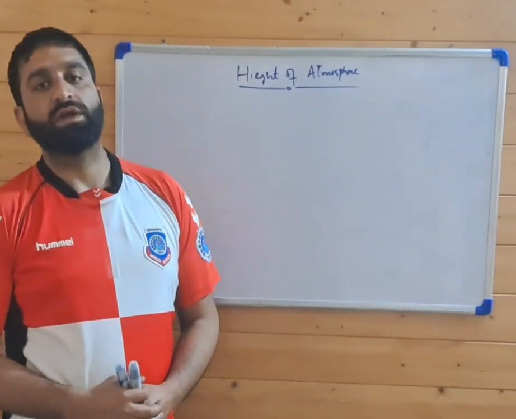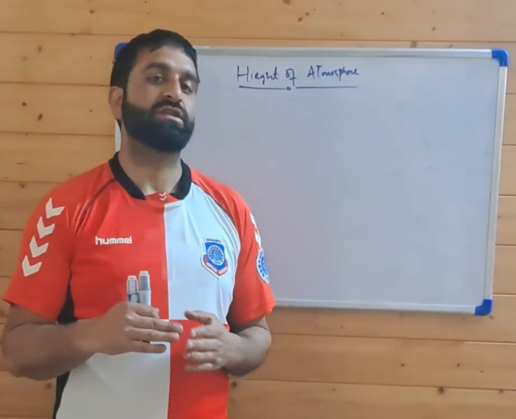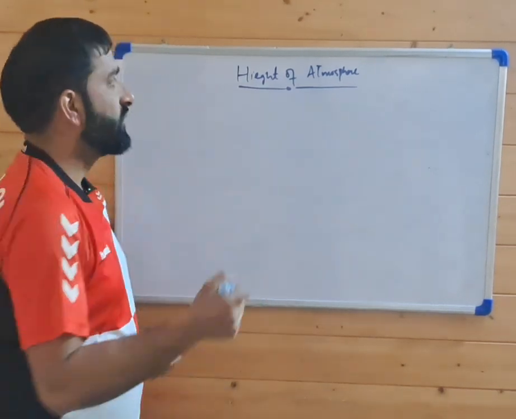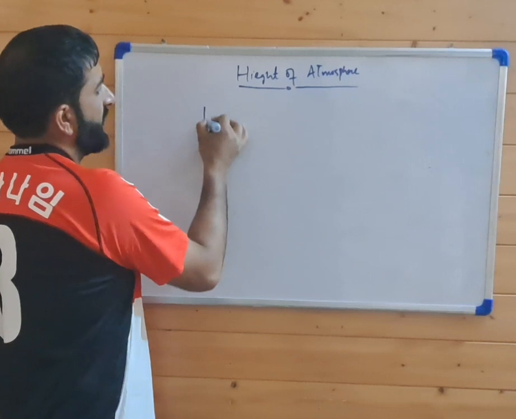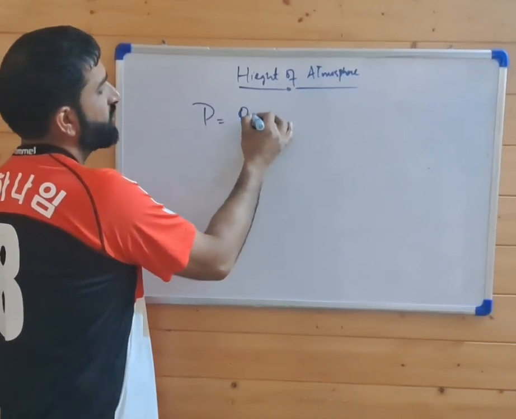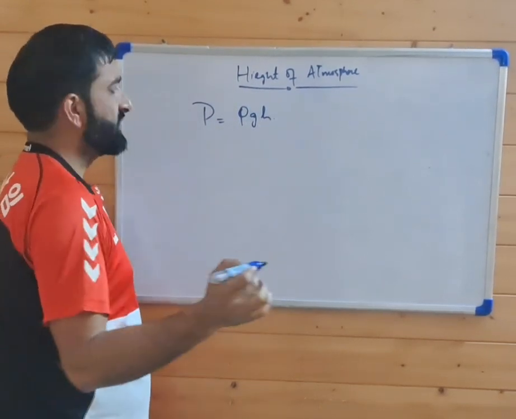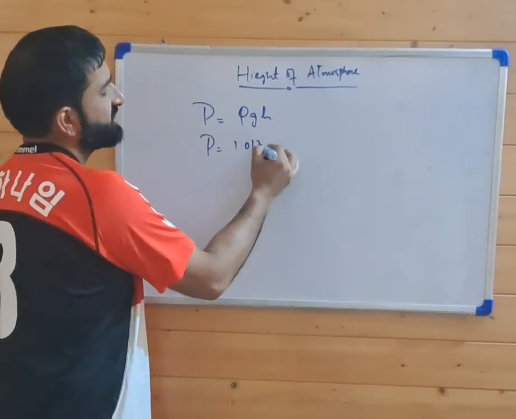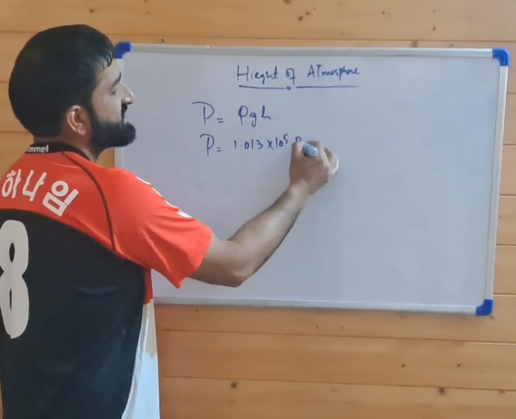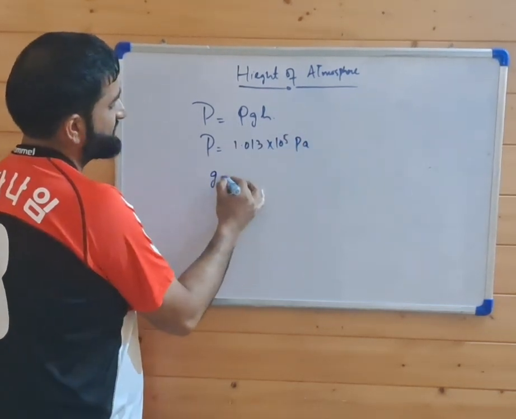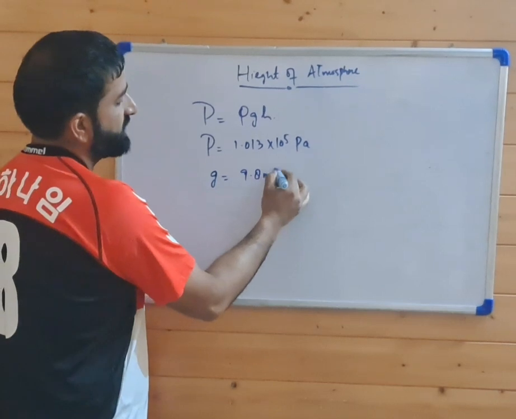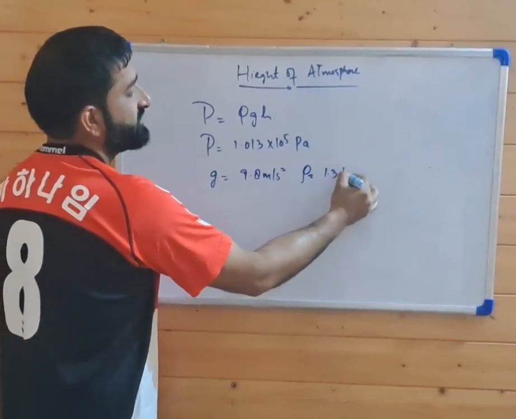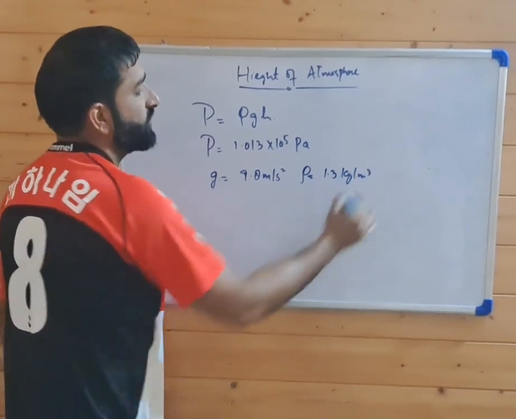Now let us calculate the height of the atmosphere up to which the blanket of air is present, using the knowledge of pressure. We know that the pressure due to a fluid column is equal to rho g h. We know that the atmospheric pressure at sea level is equal to 1.013 into 10 raised to the power 5 Pascal, the gravitational acceleration is 9.8 meters per second squared, and the density of the air column is 1.3 kg per meter cube.